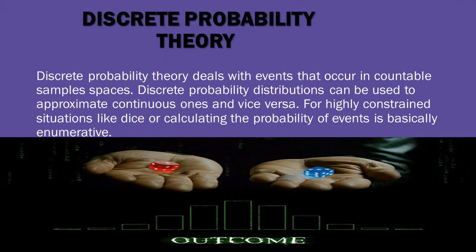Discrete probability theory. Discrete probability theory deals with events that occur in countable sample spaces. Discrete probability distributions can be used to approximate continuous ones and vice versa. For highly constrained situations like dice, calculating the probability of events is basically enumerative. So what is probability basically? For probability I always give a basic example. Every morning we have to set an alarm for 5 a.m., 6 a.m., 7 a.m. or 8 a.m., anytime, depending on your feasibility.